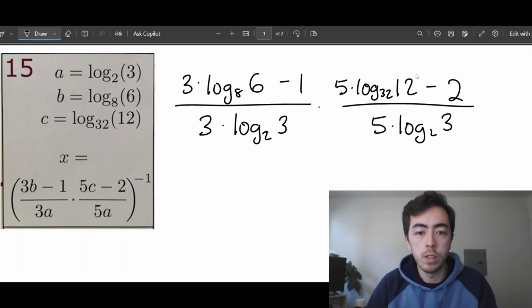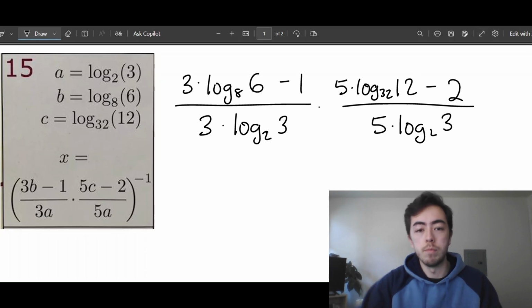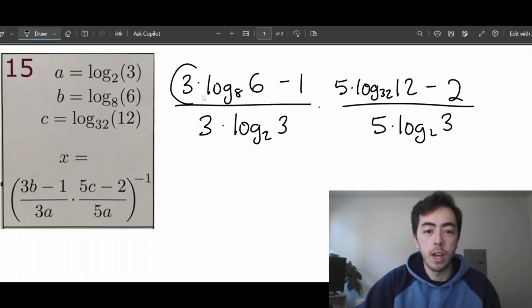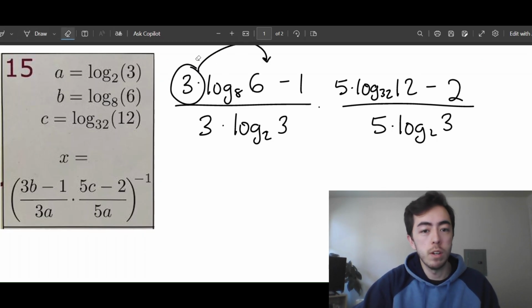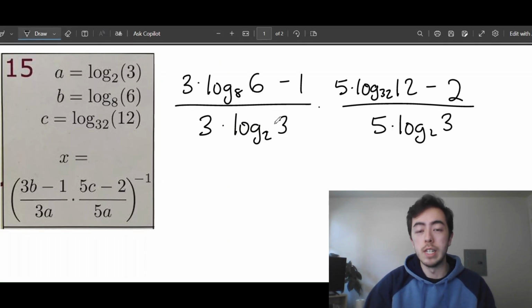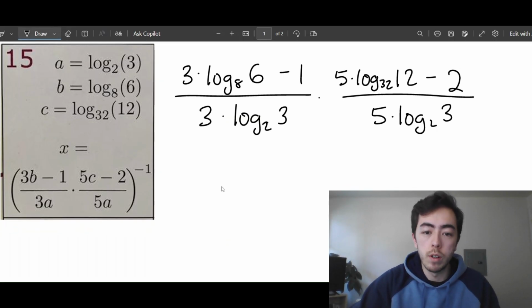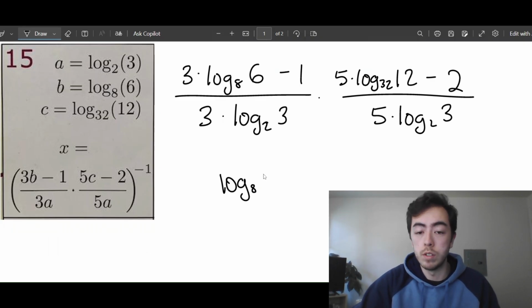Okay, one log rule I could use is anytime you have some kind of coefficient out front, it could also be written as a power. And so maybe it would be nice to condense some of these numbers. So I could do log base 8 of 6 cubed, which is 216. And then I'm going to have that -1 on top.